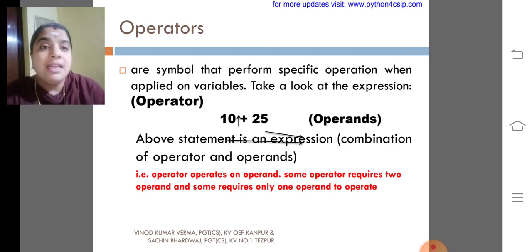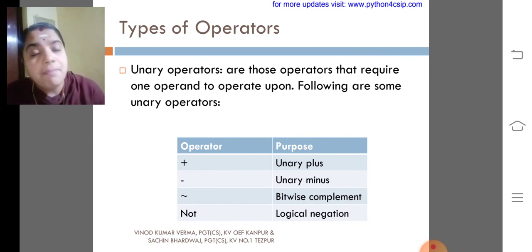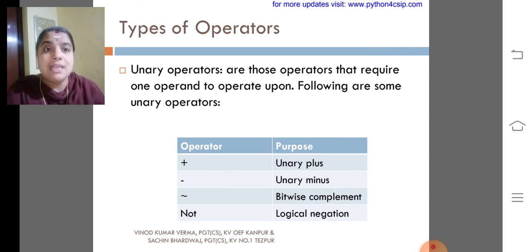My dear children, in this module, we are going to discuss more about operators. There are several types of operators we have in Python. Unary operators. The first one is the unary operator. Unary operators are those operators that require only 1 operand at a time. The following are some unary operators. Unary plus. It is used for plus 5, plus 6, plus 7, plus 100, plus 10.5. Like that we can use it for positive numbers. Unary minus: minus 10, minus 7.5 for negative numbers.